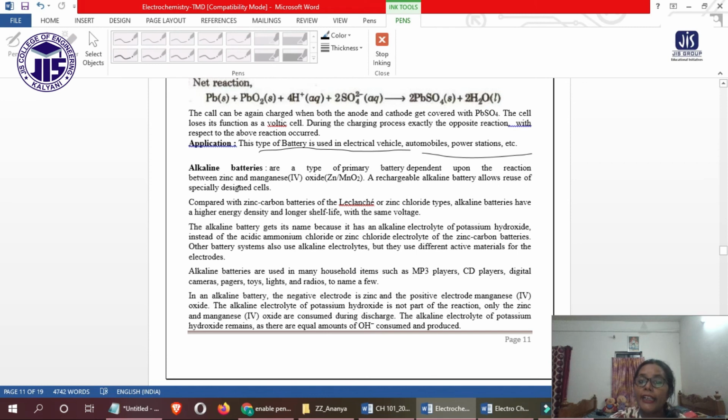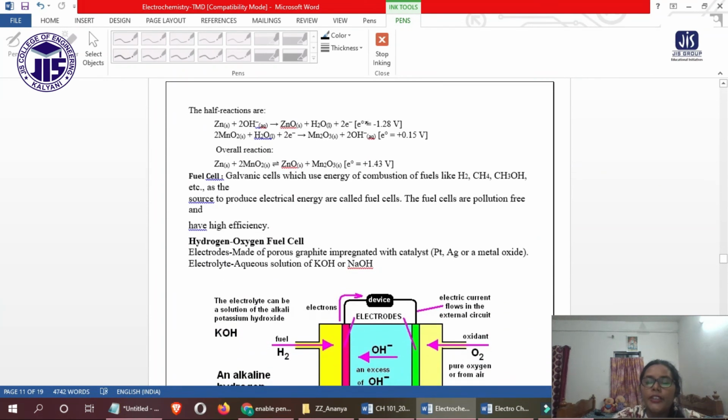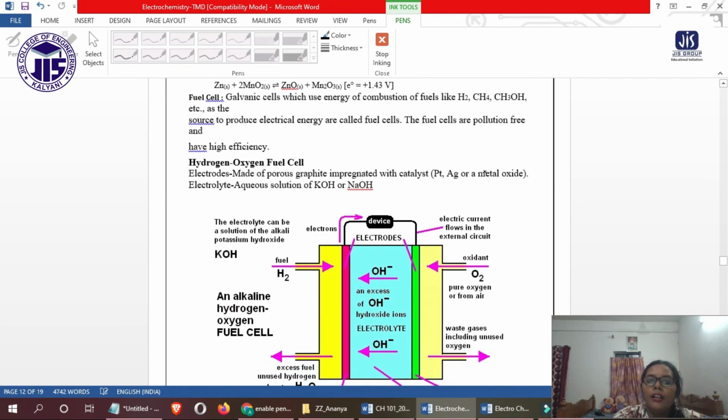Now the alkaline battery. The alkaline battery is generally a type of primary battery dependent upon the reaction between zinc and manganese oxide. So the alkaline battery is also one type of primary battery. Here the reaction takes place with zinc and manganese dioxide. A rechargeable alkaline battery allows reuse of specially designed cells. So this is called the alkaline battery, and this is the reaction which we have for the alkaline batteries.